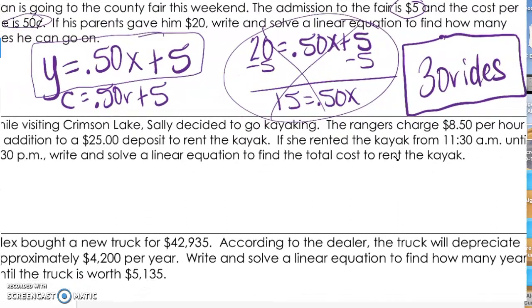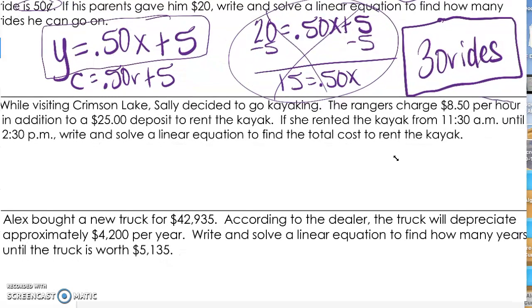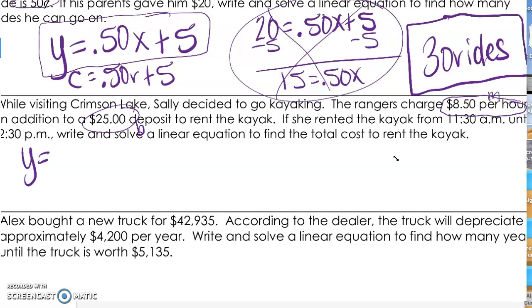Okay, so same thing here. You're going to look for a set amount and then a per amount, or something that changes. I'm not going to read it through for you. You can go ahead and read that on your own. But what you'll see is it's $8.50 per hour. That tells you that one's your slope. And you have to pay $25 no matter how long you use it. So that one's going to be your y-intercept. So y equals 8.50x plus 25. $25 no matter what, plus $8.50 per hour.